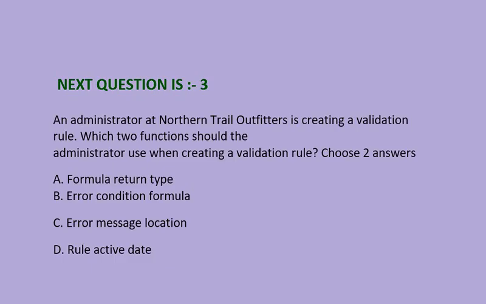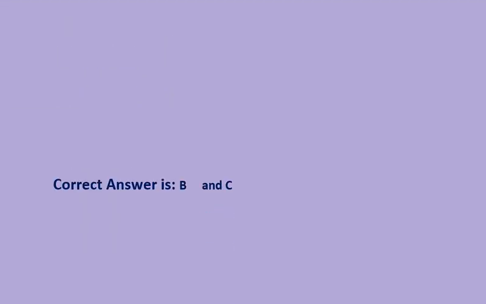Question is: An administrator at Northern Trail Outfitters is creating a validation rule. Which two functions should the administrator use when creating a validation rule? Option A. Formula return type. Option B. Error condition formula. Option C. Error message location. Option D. Rule active date. Correct answer is option B and option C.